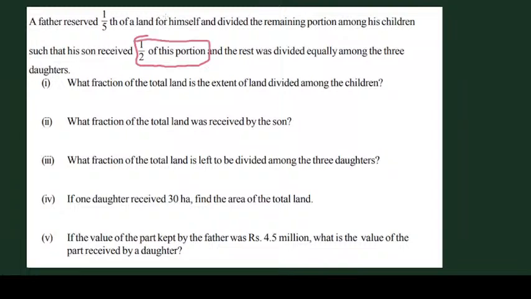What fraction of the total land is the extent of land divided among the children? So what fraction of the total land? For that, first we have to know what fraction of the total land is for the father. It's given to us 1/5 of the total land. And what is remaining for his children then? 4/5 of the whole land.